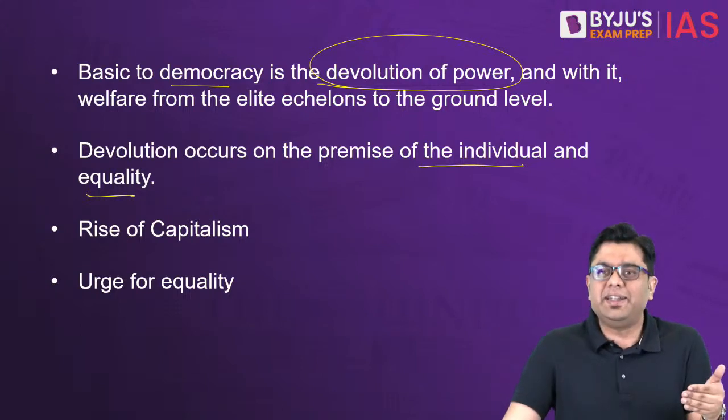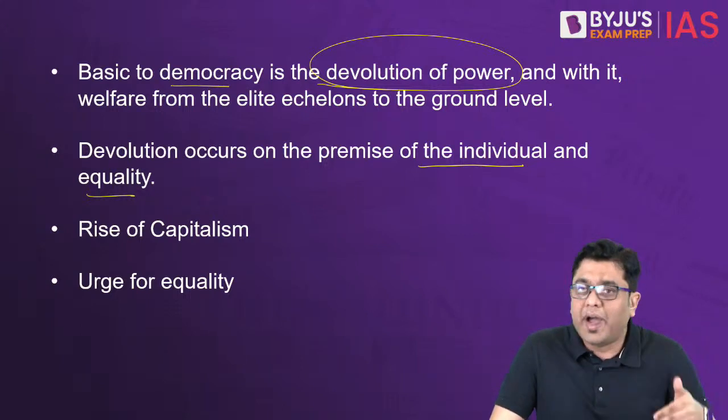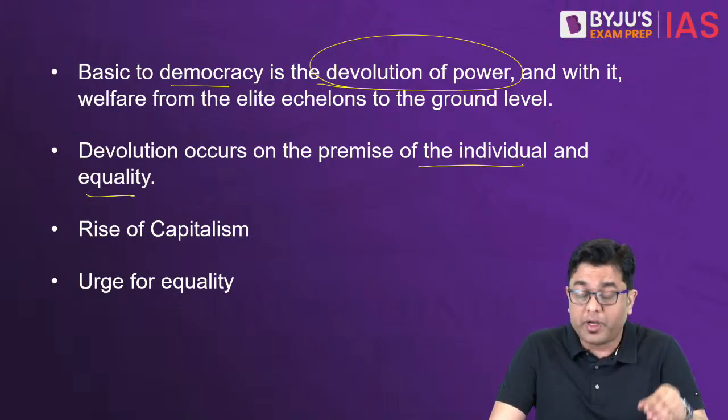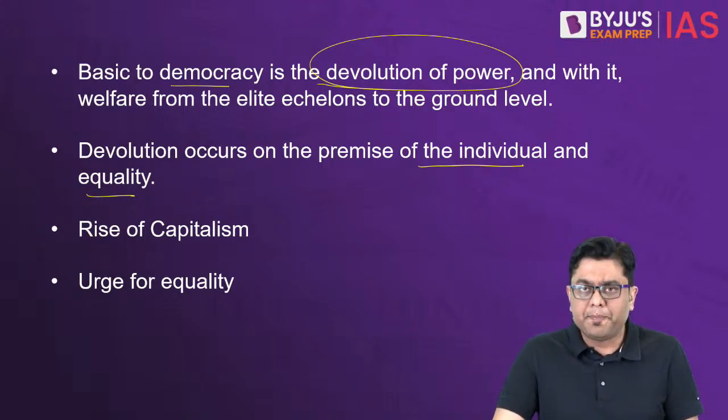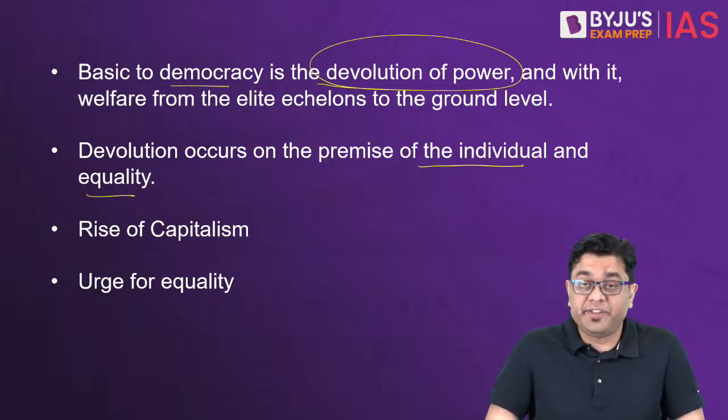Why is it that United States, despite being one of the oldest democracies in the world, did not allow African Americans to vote up till 1920? That is because they simply did not believe that everyone is equal.